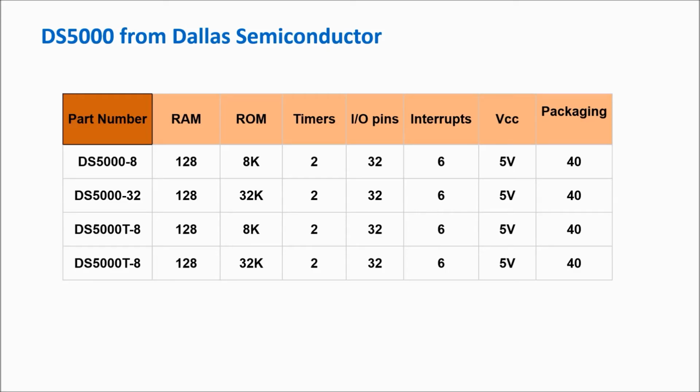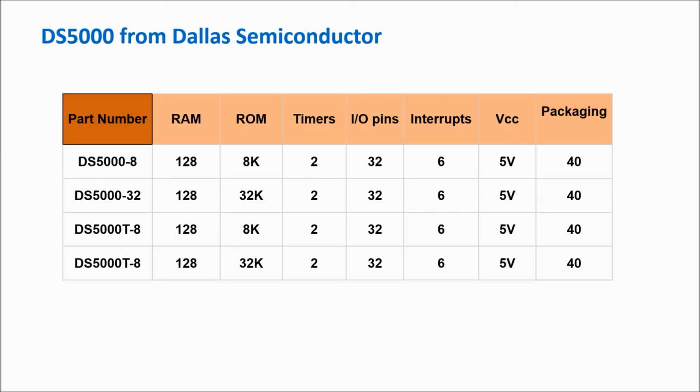DS5000 microcontroller is developed by Dallas Semiconductor. This Dallas Semiconductor fabricated the NVRAM version of 8051. The advantage of NVRAM memory is the facility to erase the contents one byte at a time. The four family members of this Dallas Semiconductor microcontrollers are shown here. Each of this member is having RAM memory of 128 byte. The ROM memory depends upon this version. It can be 8 kilobyte or 32 kilobyte.